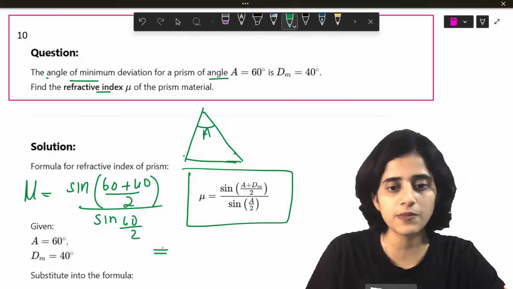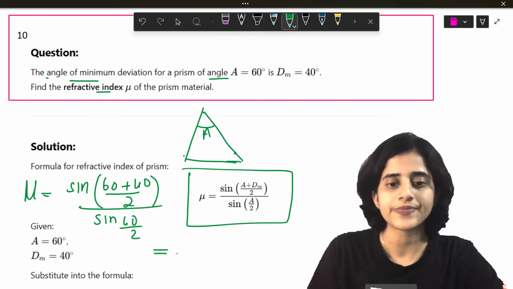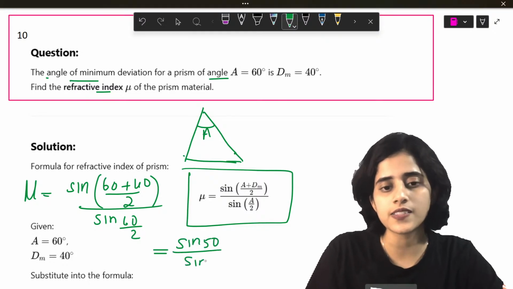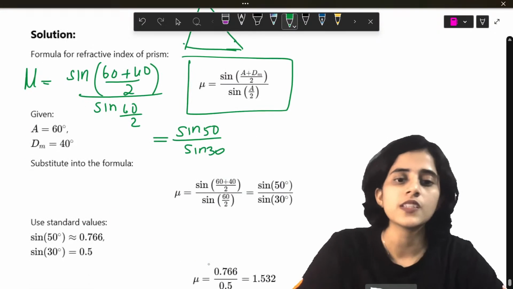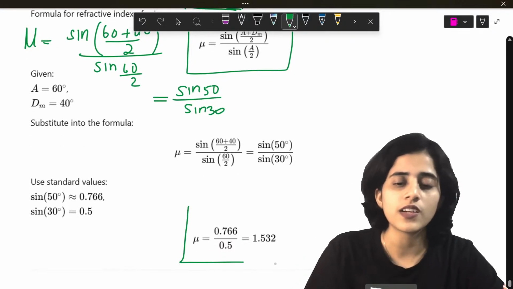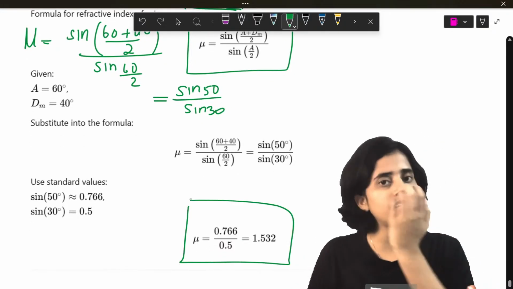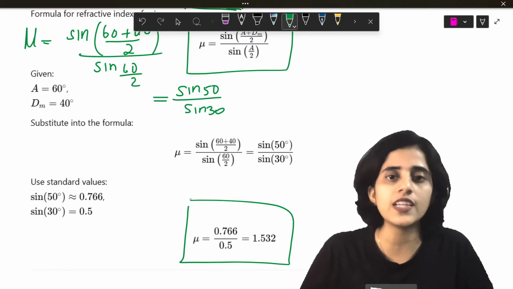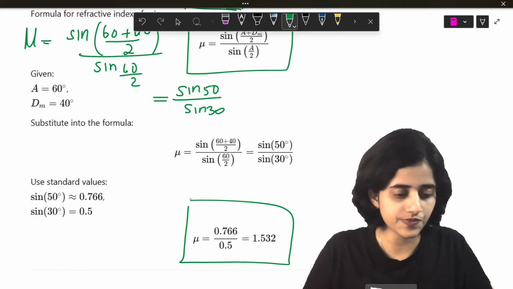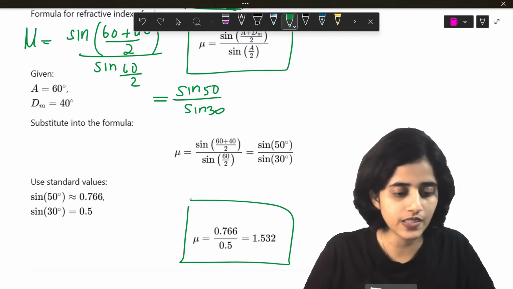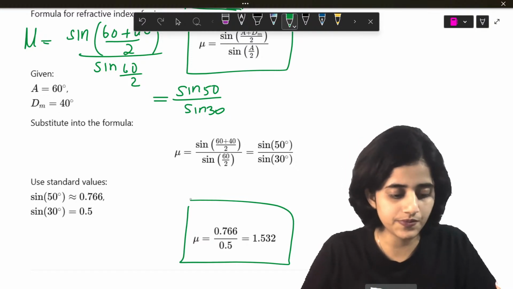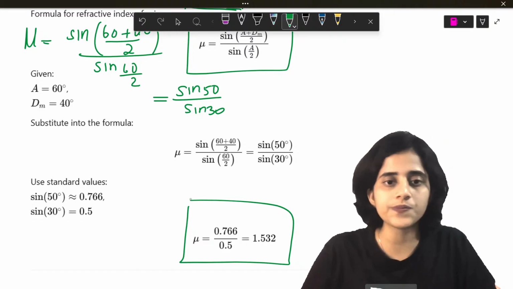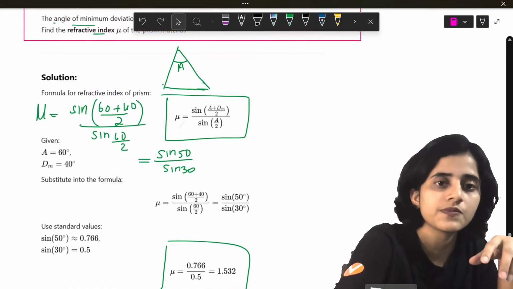How much is (60 plus 40) by 2? Yes, sin 50 by sin 30. If you do the math, you can use a Clark's table to find out the values, right? You can get 1.532. Okay. You are getting it?